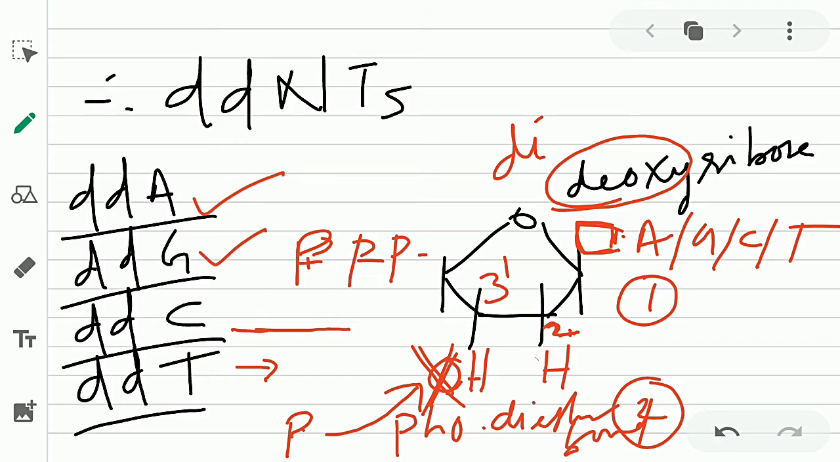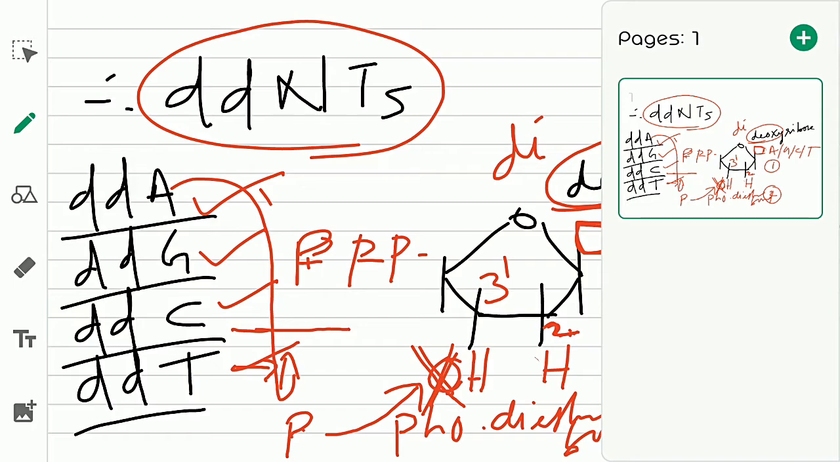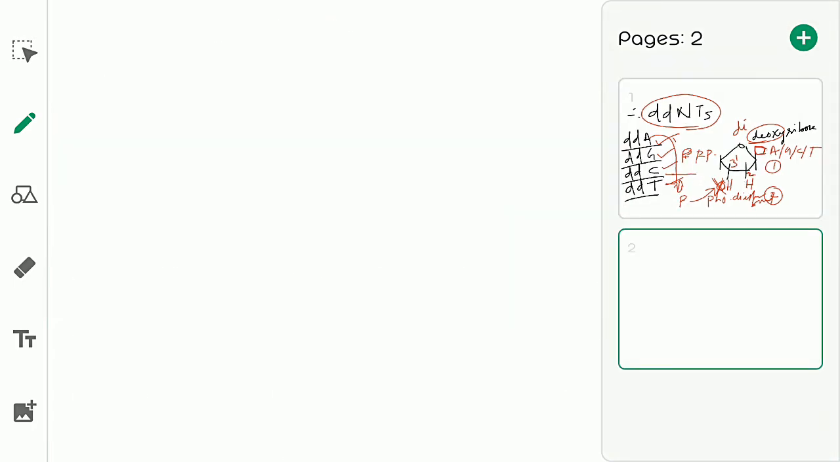If you make A, G, C, T dideoxy, once any of these nucleotides is added to a growing chain of DNA, further DNA synthesis or polymerization gets stopped. This is actually the trick, the science behind Sanger's dideoxy chain termination method of DNA sequencing. Now let us see how this is done practically and what the requirements are.